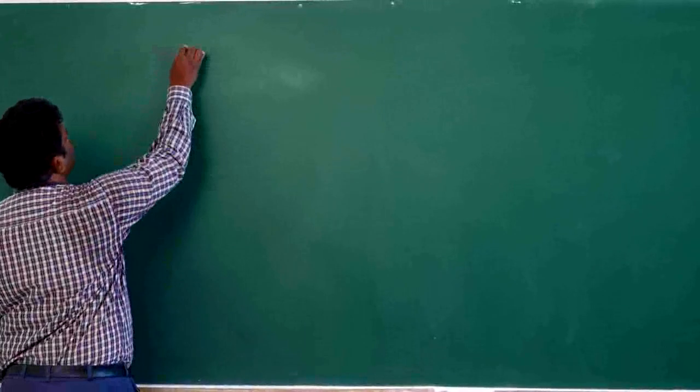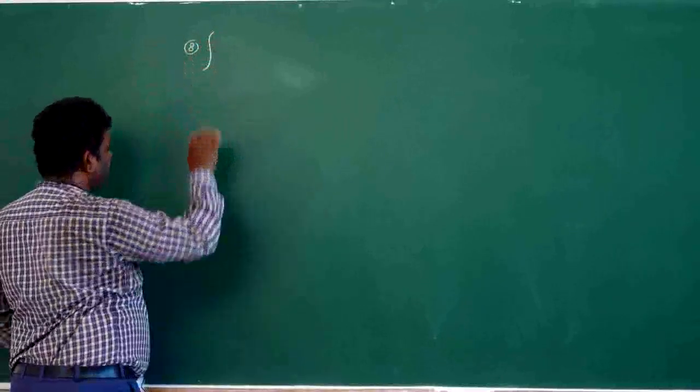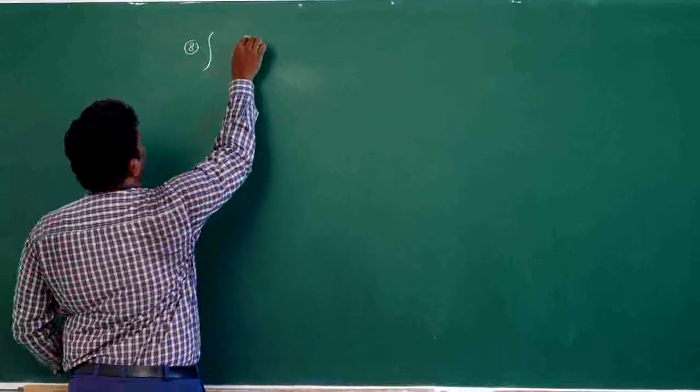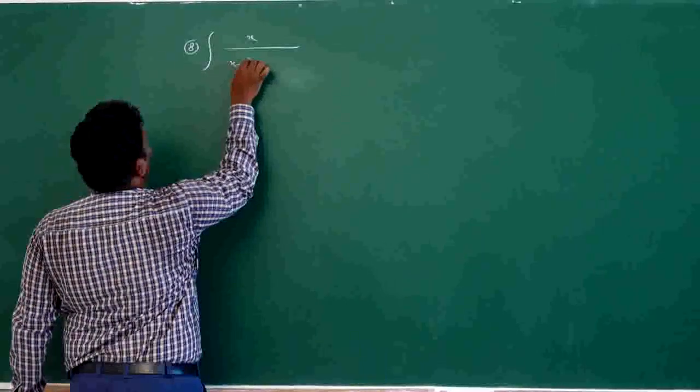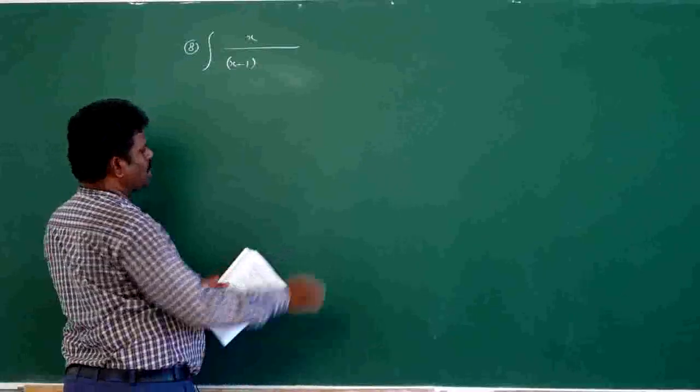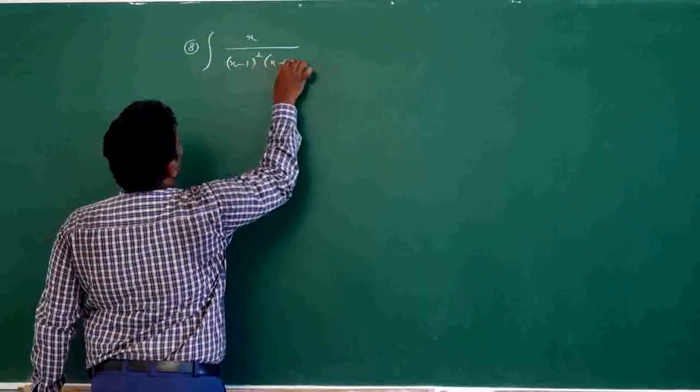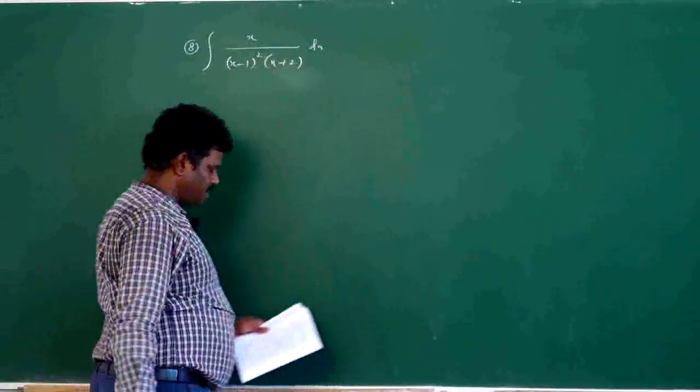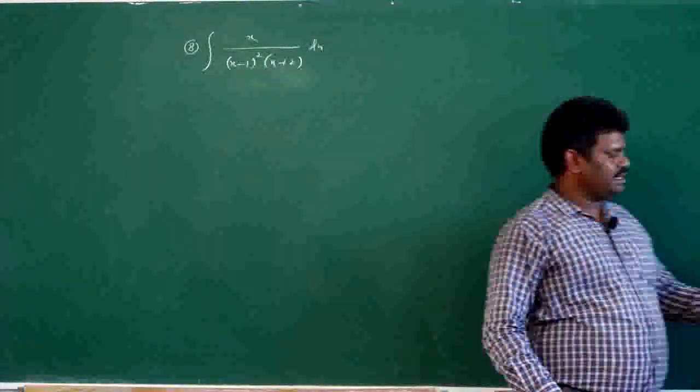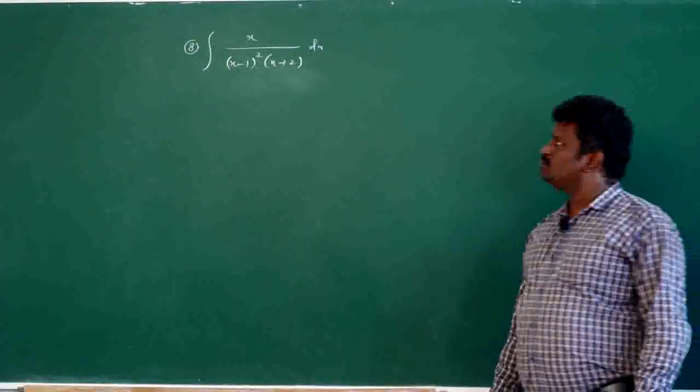Right, 8th one. Integral x by x minus 1 whole square into x plus 2 dx. Integral x by x minus 1 whole square into x plus 2 dx value.